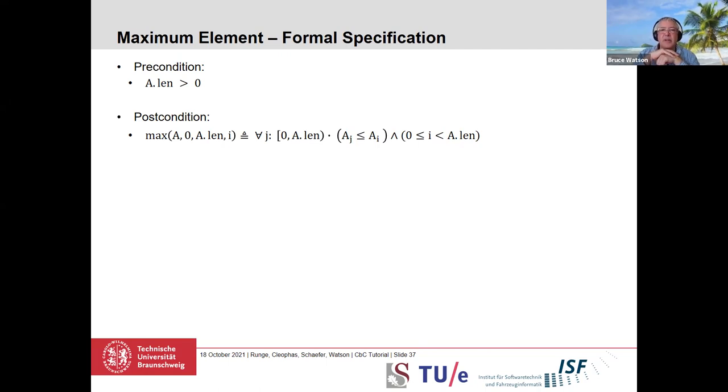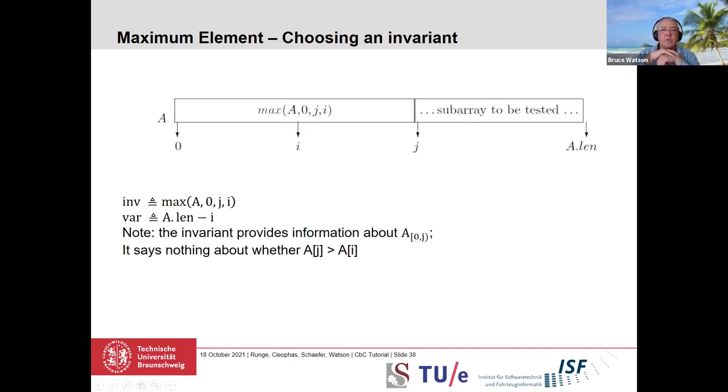So I think those things are fairly straightforward. And what we'll see on the next slide is a visual depiction of that, which will further shed light. So now we can get down to choosing an invariant. In this particular case, we are going to proceed from left to right through the array. So we're going to make our lives perhaps a little bit standard in that sense, shall we say.